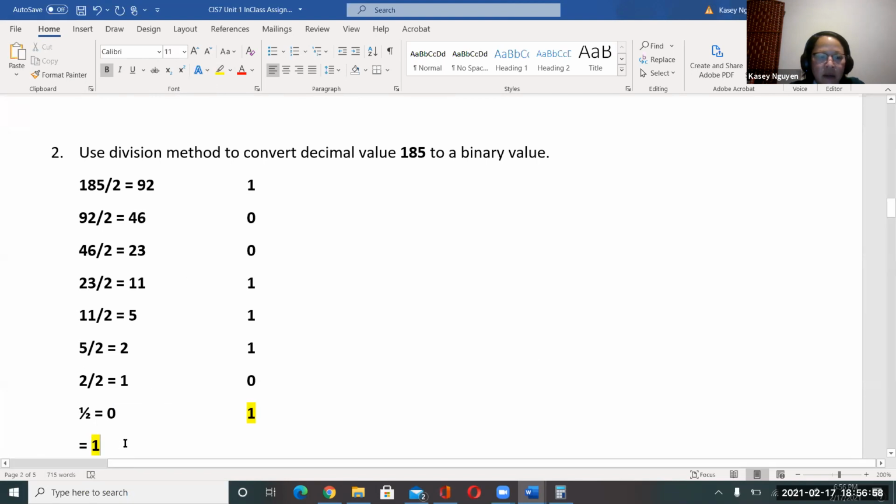And then it's going to go 0, 1, 1, 1, 0, 0, 1. Since it's an odd number, the least significant bit on the right is always on because it's 185.